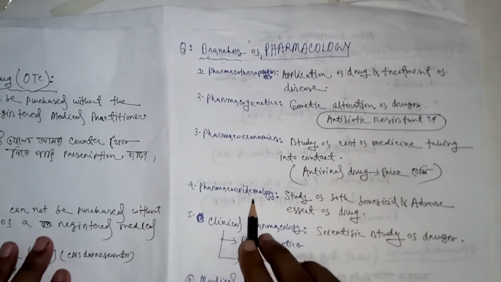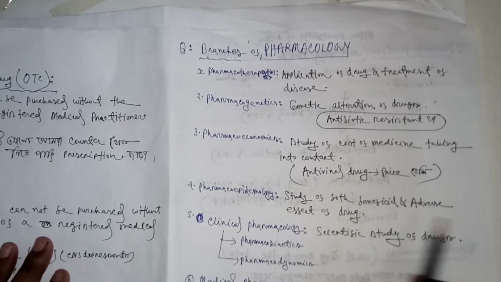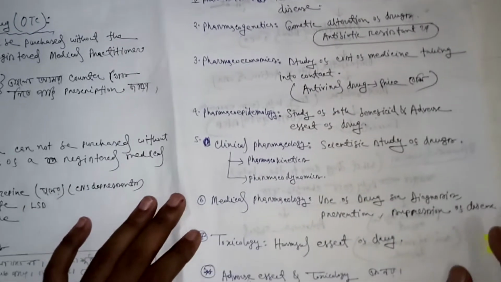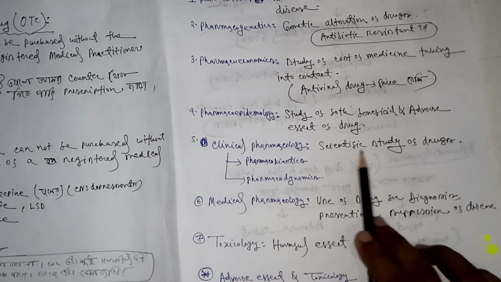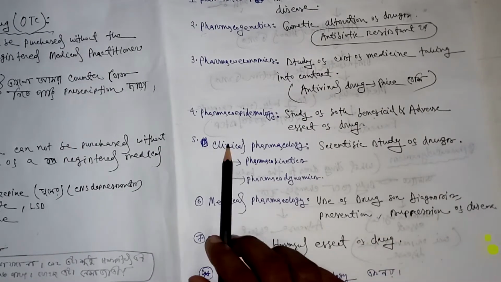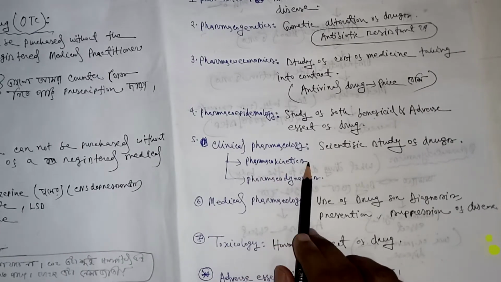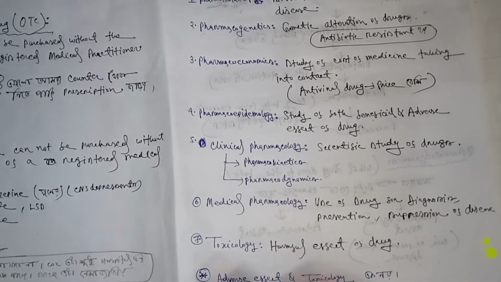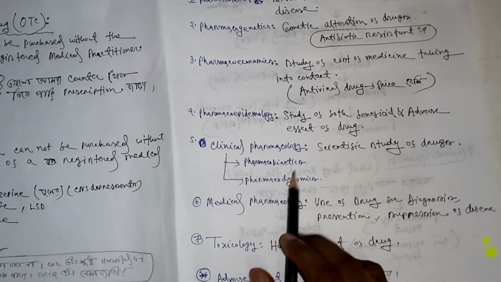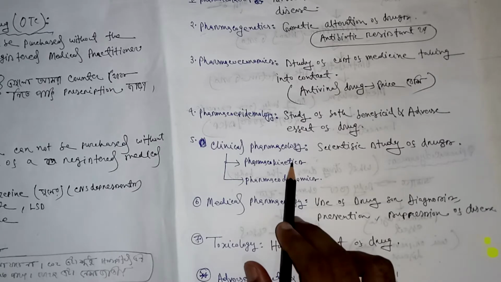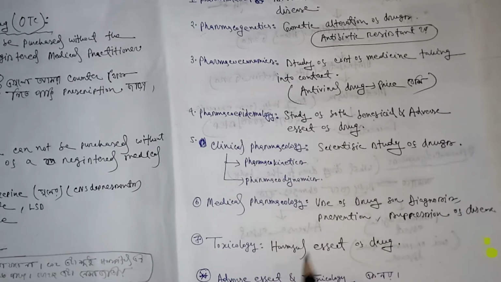Then pharmacoepidemiology, the study of both the beneficial and adverse effects of the drug. Then clinical pharmacology, the scientific study of the drug. Clinical pharmacology can be divided into two parts: one is pharmacokinetics and another is pharmacodynamics. These are two important terminologies and two important branches of pharmacology that you have to learn elaborately. I will discuss them later in this video, inshallah.